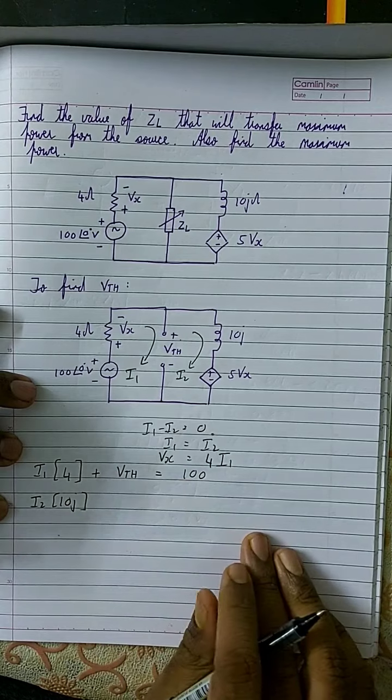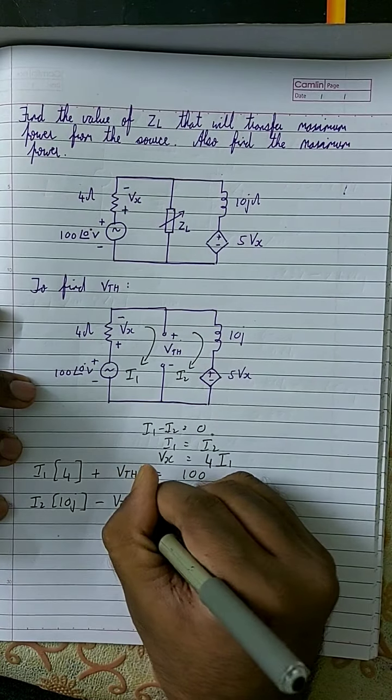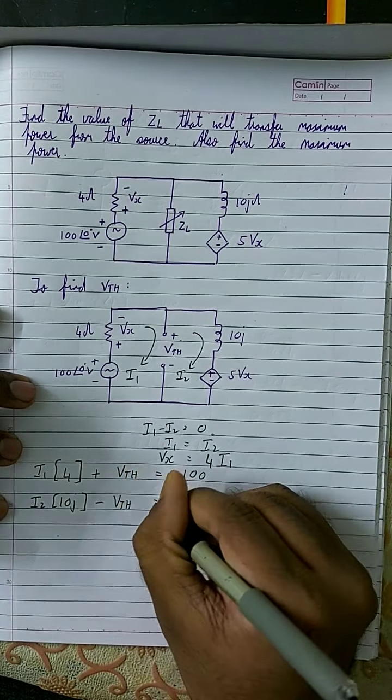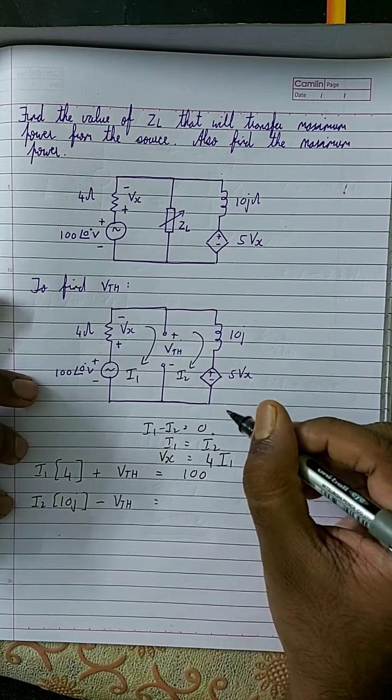I2 into 10J minus VTH, because the current I2 is flowing from bottom to top, so it is flowing from a lower potential to a higher potential. So therefore it is minus VTH is equal to, and what about the voltage source?